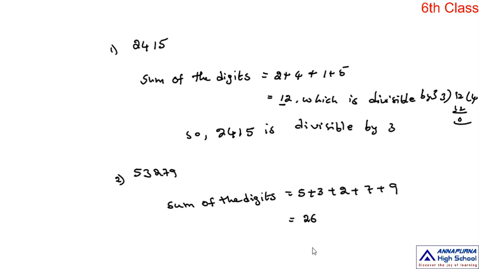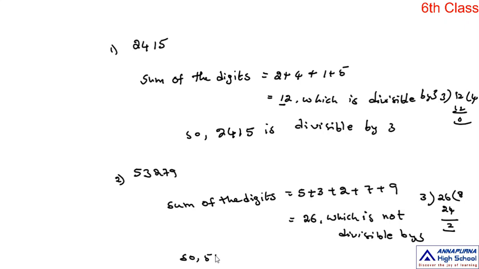Is 26 divisible by 3 or not? We check. 3 eights are 24, 3 nines are 27, which is more than 26. So 3 eights are 24 only, remainder 2. This is not divisible by 3. 26 is not divisible by 3.